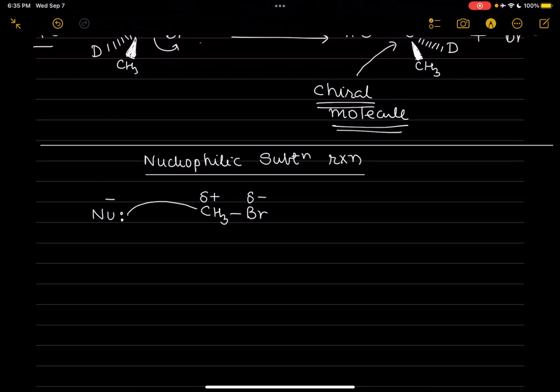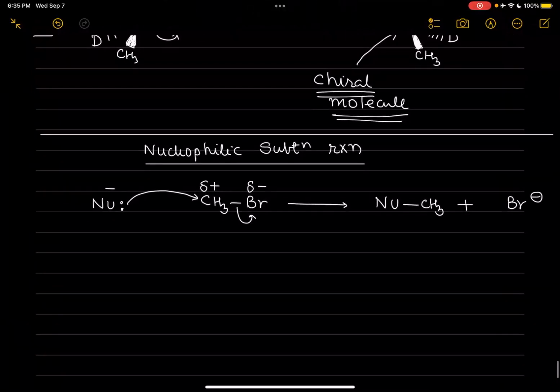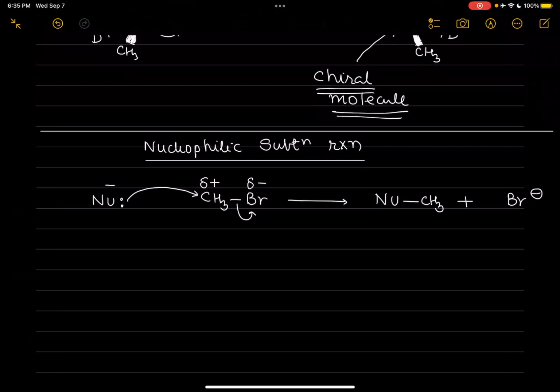Okay, it will come in and push away because the nucleophile is coming with the electron pair. It will come in and join the carbon and it will push away the Br, right? Okay, this is nucleophilic substitution reaction. So Zan, is it clear? Yes.